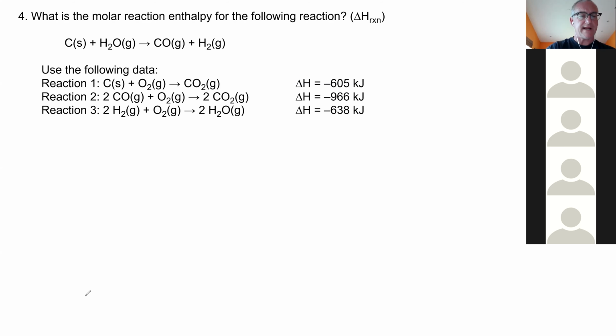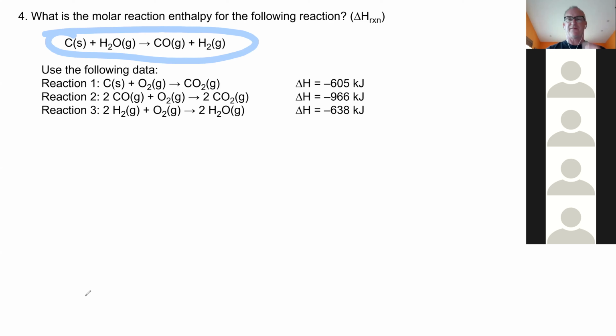Our reaction is up here. This is the one we want to finish with. We've got carbon as a reactant, water as a reactant, carbon monoxide as a product and hydrogen as a product. So as I look through, I'm going to start looking for carbon as a reactant. Where am I going to find carbon as a reactant? Equation 1.